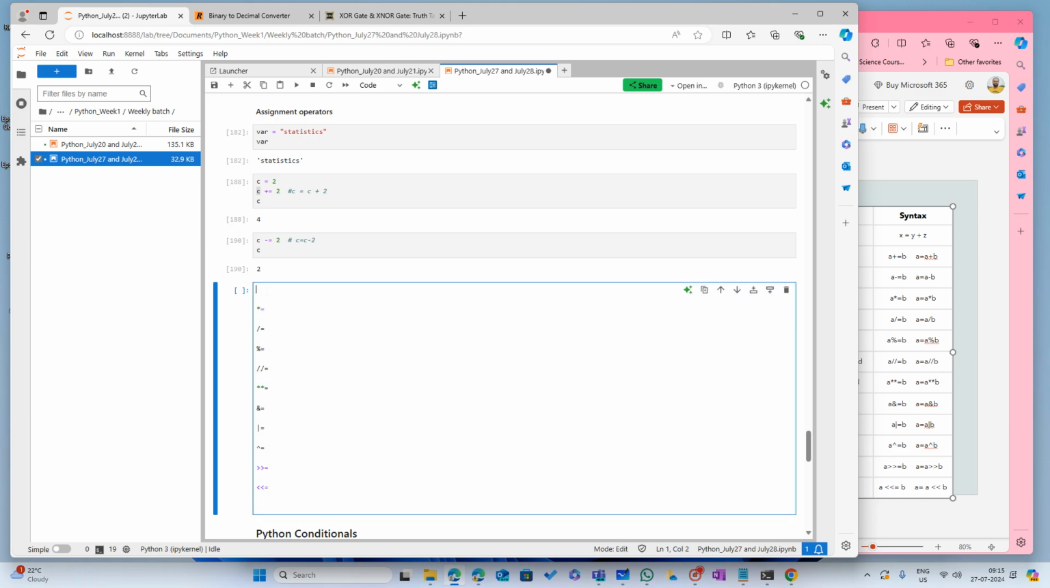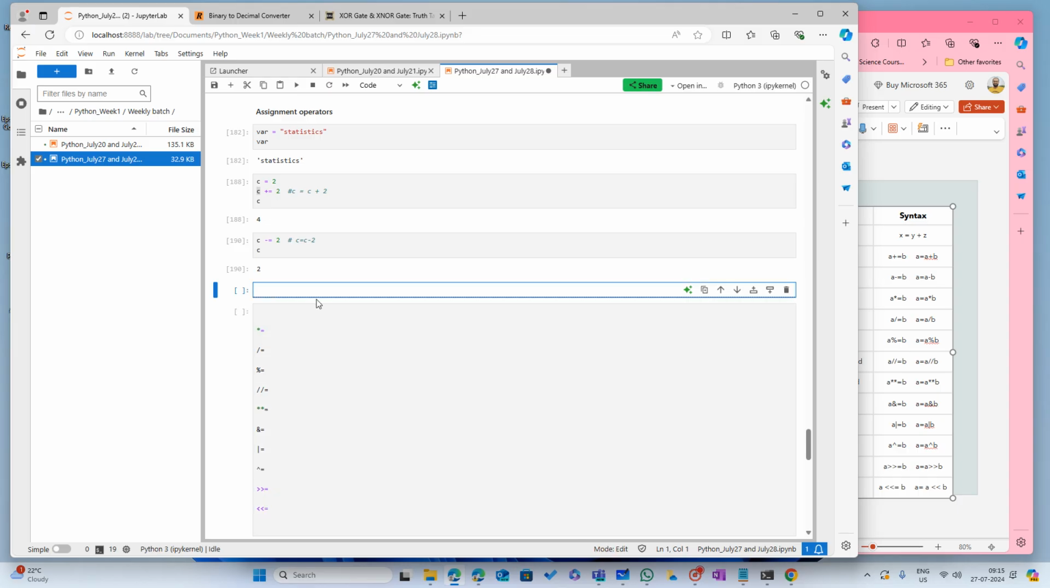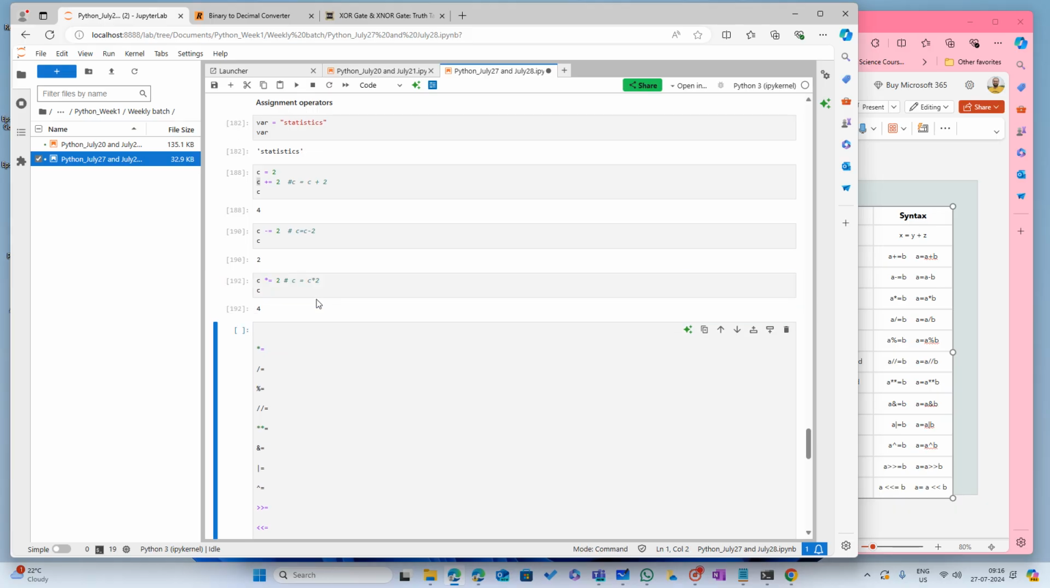I mean, they are pretty much straightforward. You don't have to worry much. They are just the shorthand notations of writing the statements. Instead of a lengthier form, you are writing in a short form. C times equals 2, that is what it means. If you print C value, again you will get 4. It was 2, now it became 4.